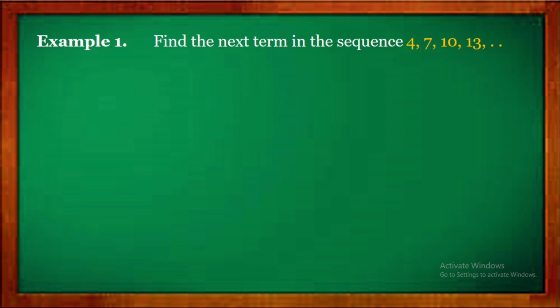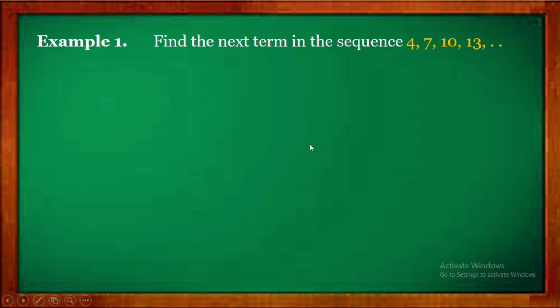For you to have a clearer understanding of the word sequence, let me show you some examples. For example number 1, we are going to find the next term in the sequence 4, 7, 10, and 13. So what will be the next term after 13? Just by guessing and checking, we can easily find the next term of this sequence. Guessing and checking and finding a pattern is just like this one.